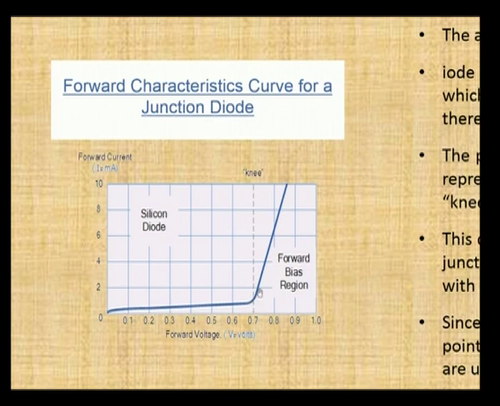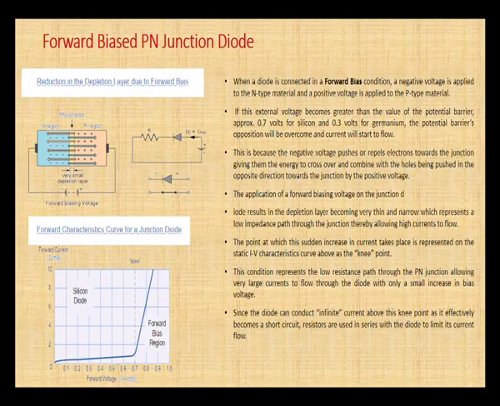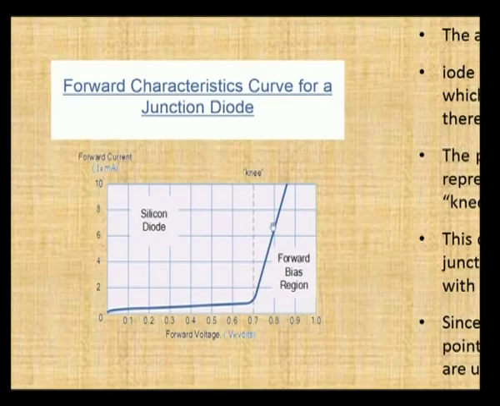After this point there will be an increase in the current in the forward bias condition. So, this is called the forward bias region. This point is called a knee point. This condition represents the low resistance path through the PN junction, allowing very large currents to flow through the diode with only a small increase in bias voltage. So, for a very small increase in voltage, we can expect a very large increase in the current. This is what we expect for a diode in conduction mode.